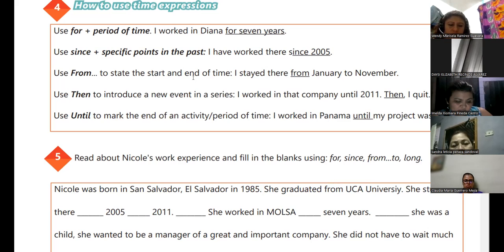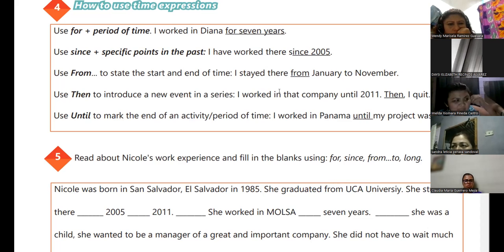Unless it's closer, right? Maybe it's not counting years that you have been working there. But let's continue. From, it starts in that point, okay? From, but we need another one, to. From January to November. From 1995 to the date, or to 2023, for example, then it means that something finished and then the different events started.